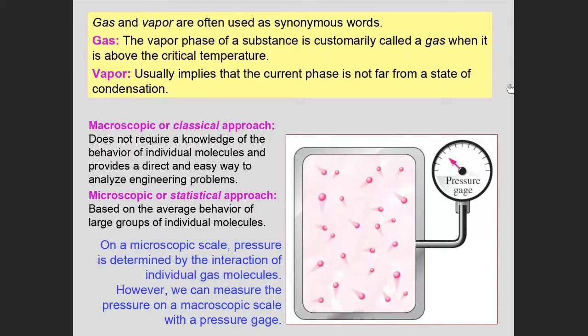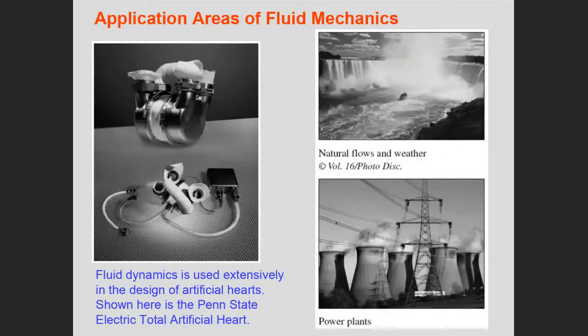What he said here is a state of condensation. That is to say, there are particles of liquid embedded within the gas. But a gas is a single phase. A vapor is two phase. Macroscopic and classical approaches, we talked about this. You can look at fluid mechanics from a macro or a micro scale, or from engineering classical concepts, or from a statistical point of view.